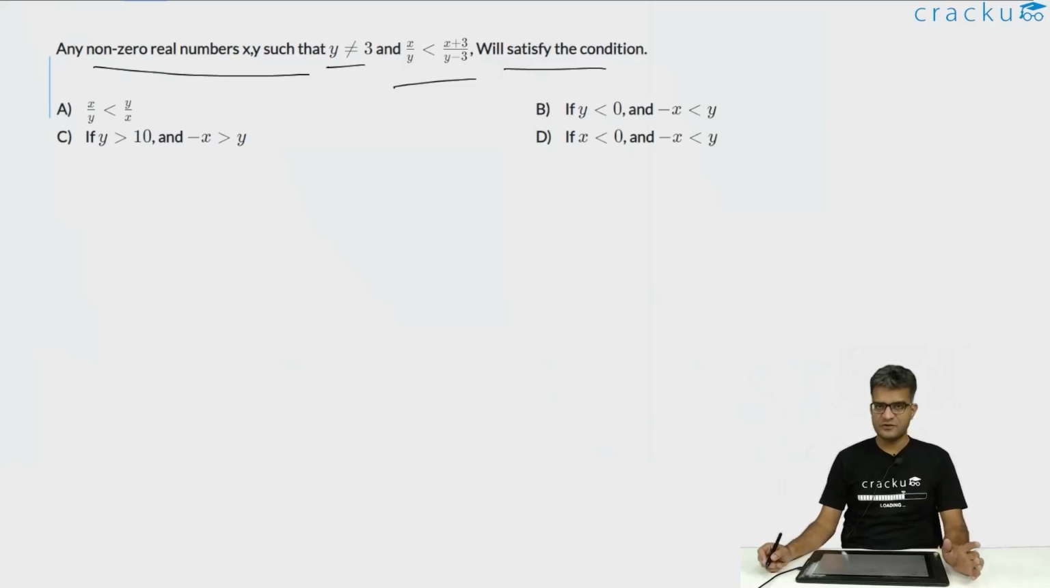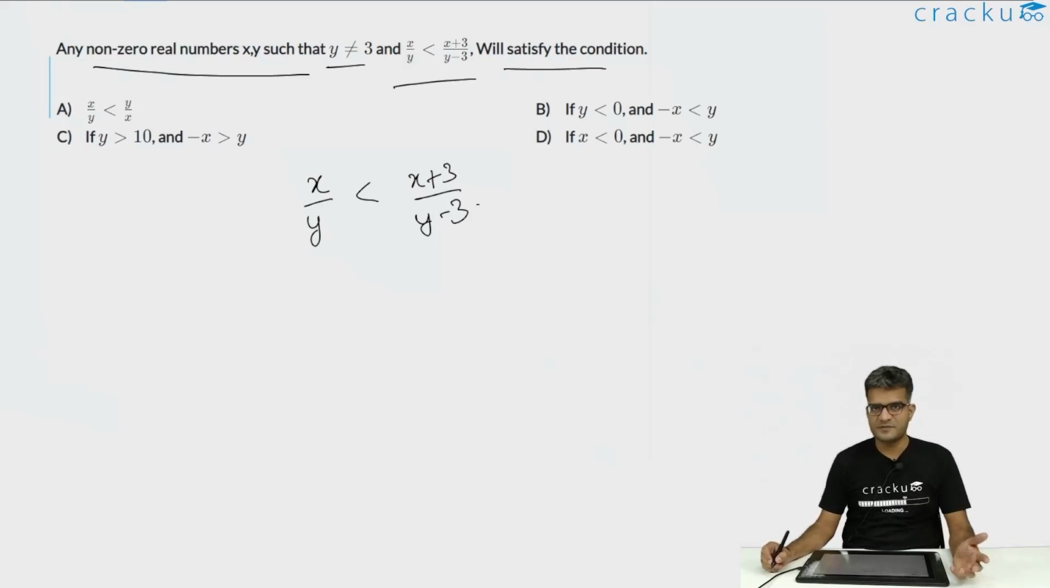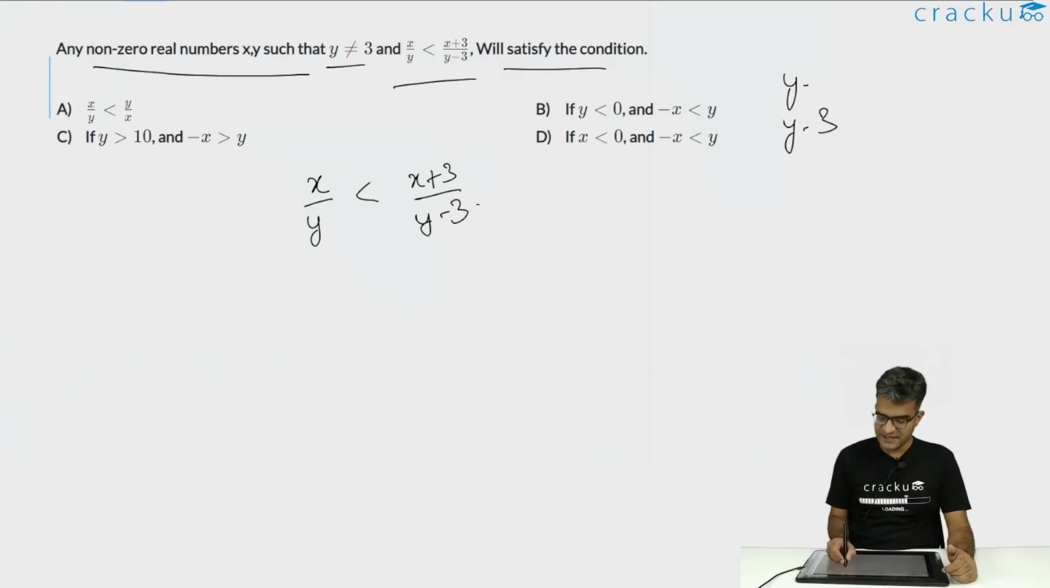In this kind of question, we don't cross multiply. If you're told that x by y is less than x plus 3 divided by y minus 3, why don't we just cross multiply? We won't cross multiply because we don't know the sign of y. Is y greater than 0 or is y less than 0? We don't know that. Similarly, we don't know the sign of y minus 3.